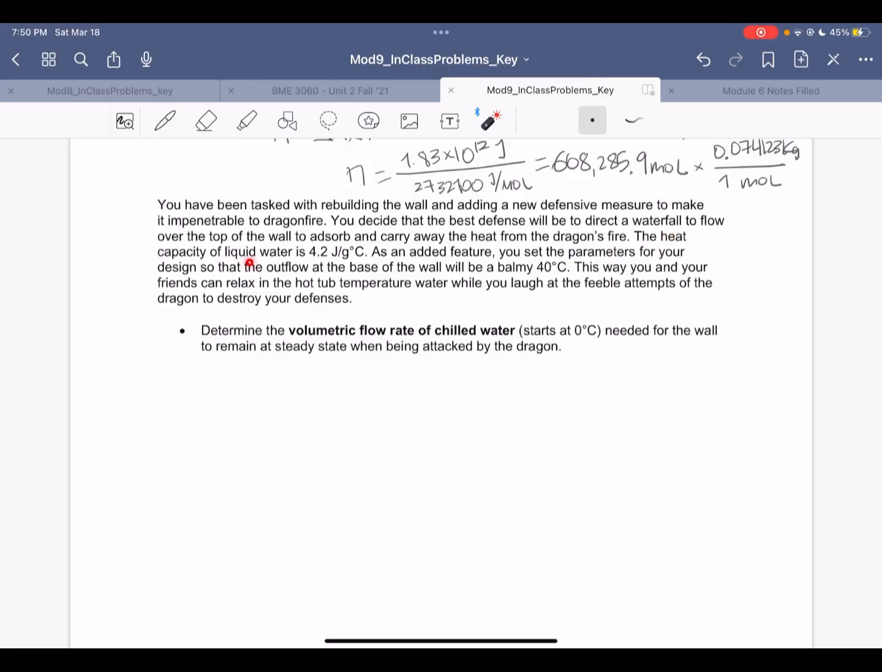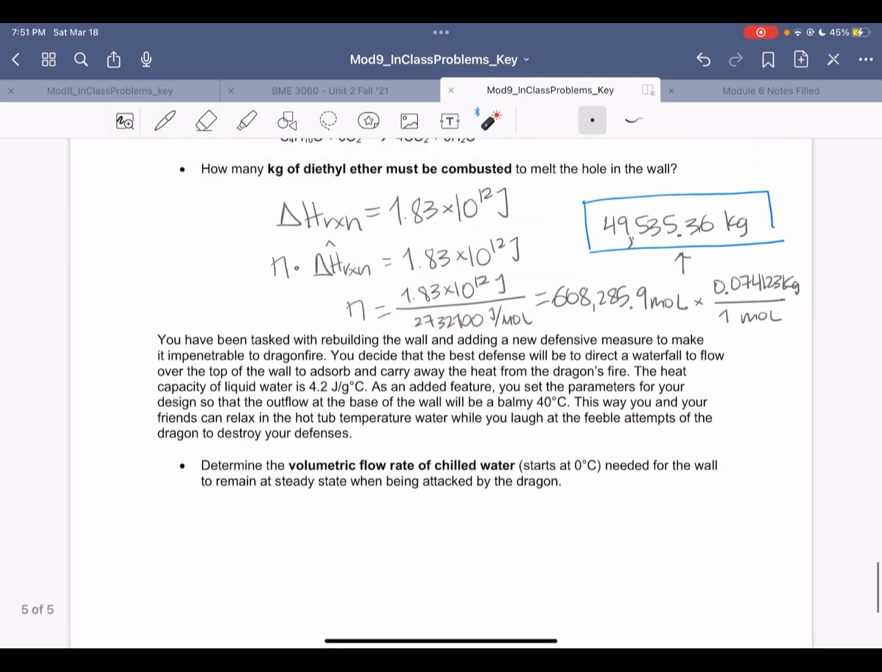The heat capacity of liquid water is this. As an added feature, you set the parameters for your design so that the outflow at the base of the wall will be a balmy 40 degrees Celsius. This way, we can relax in the hot tub temperature water while we laugh at the feeble attempts of the dragon to destroy our defenses.